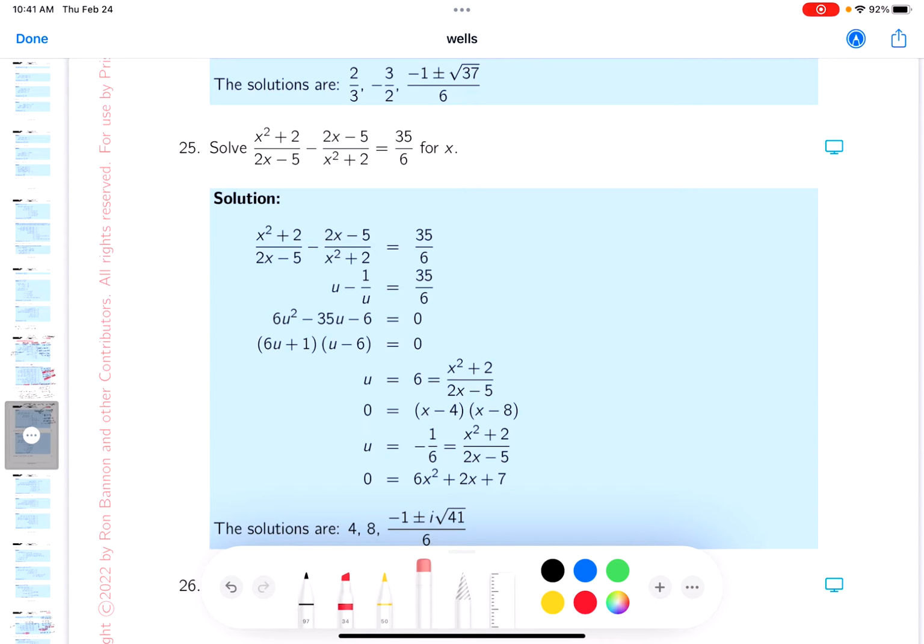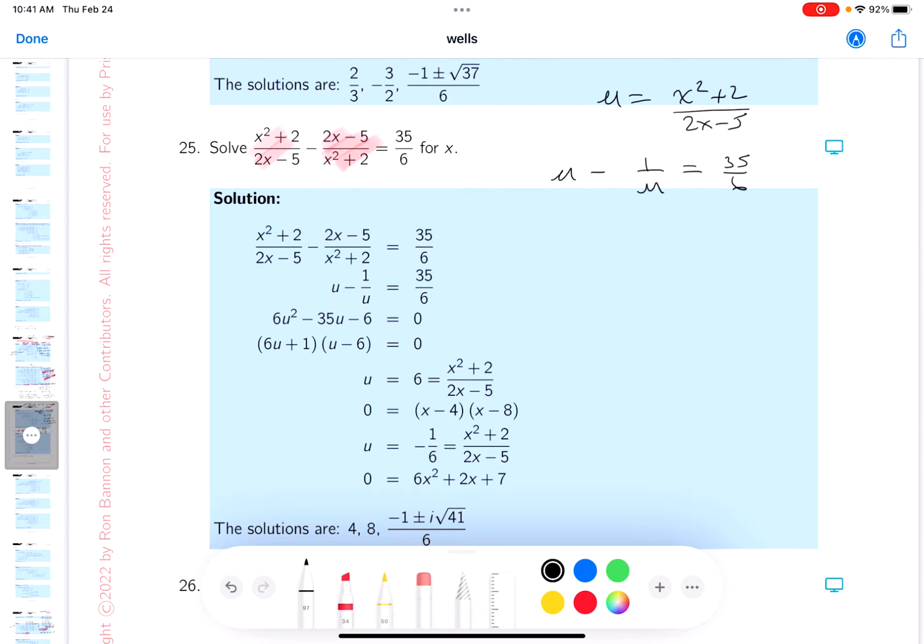Okay, the first thing I notice is the first two terms in the problem are reciprocals of one another. And this is something we've seen over and over again. And that's critical, that you see these things over and over again, because you're probably going to see them again and again. So I'm going to say, oh, it looks like u minus 1 over u is equal to 35 over 6. This is the understanding that u is equal to (x squared plus 2) over (2x minus 5).